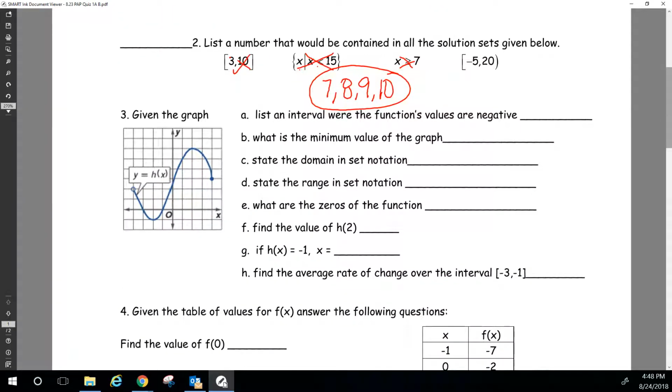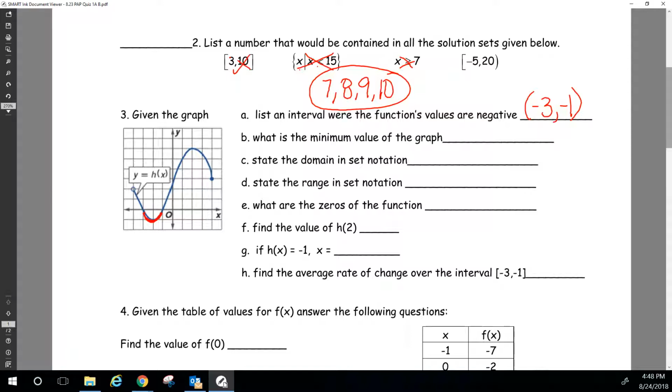Moving on to number 3, we've got a graph here that we need to answer some questions about. First it says list an interval where the function's values are negative. So we are negative for this portion of our graph, and that's between negative 3 and negative 1.